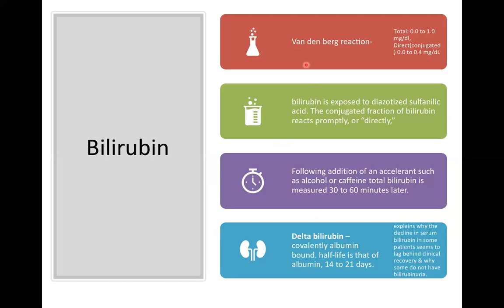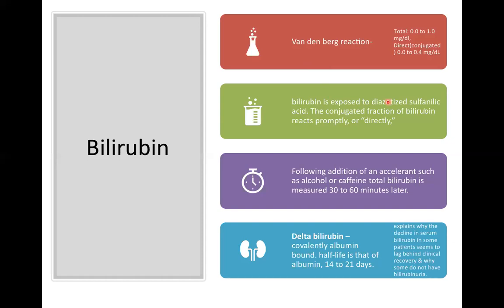So how do we measure bilirubin in the lab? There is a reaction called the van den Bergh reaction, which incidentally was described almost 100 years ago in 1921. What happens is that there is a process called diazotization to which the serum is subjected with sulfanilic acid, and the conjugated fraction of the bilirubin reacts promptly within 10 to 20 minutes, and you get a reading called the direct bilirubin.